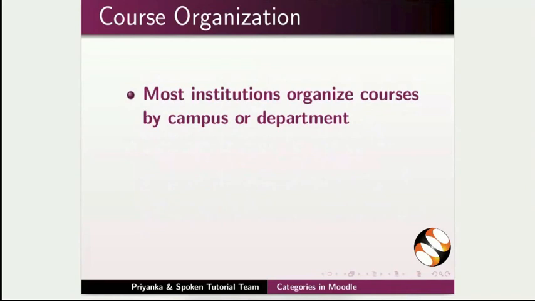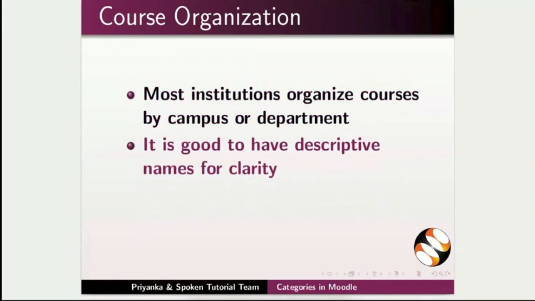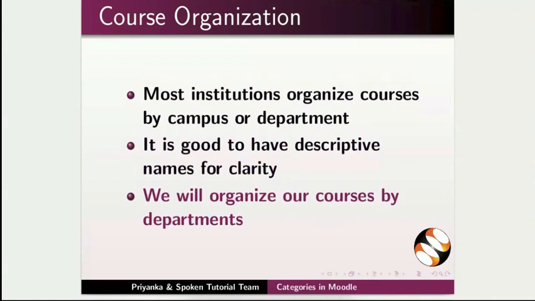Most institutions organize courses by campus or department. It is good to have descriptive names for better clarity. We will go ahead and organize our courses by departments. For example, our maths category will have all the math courses. Let us switch back to the Moodle site.